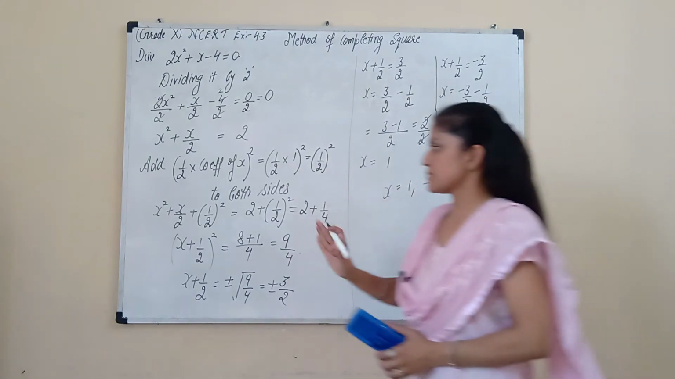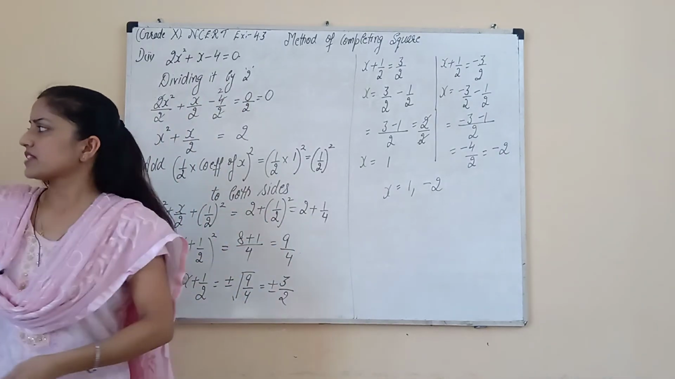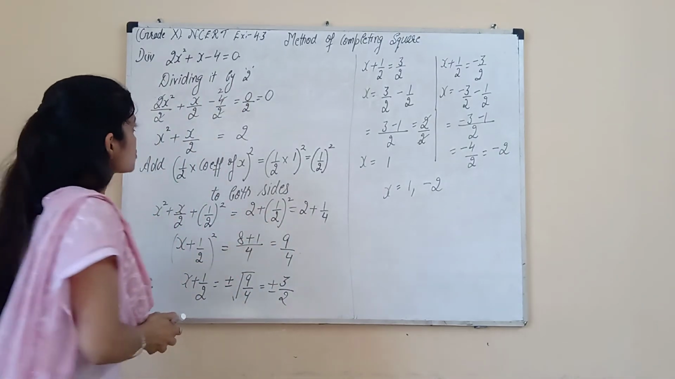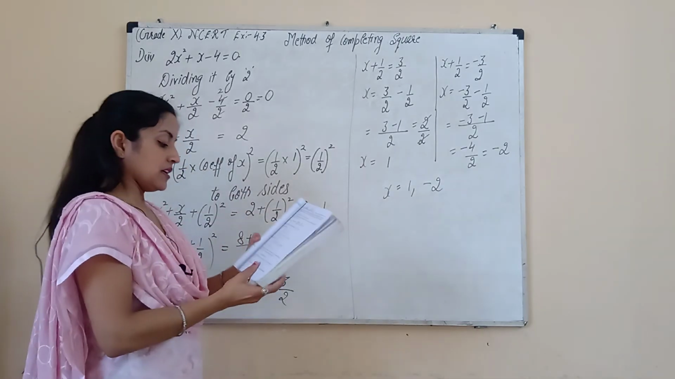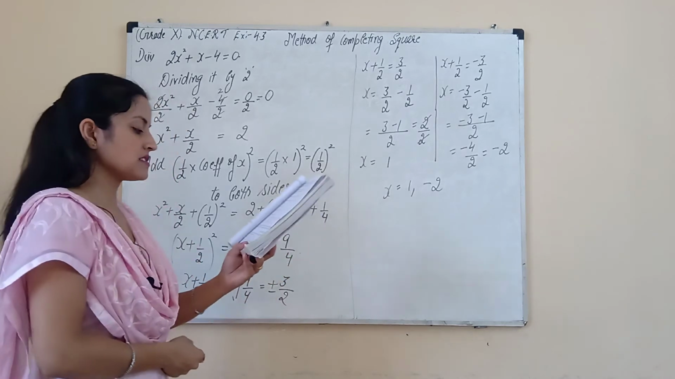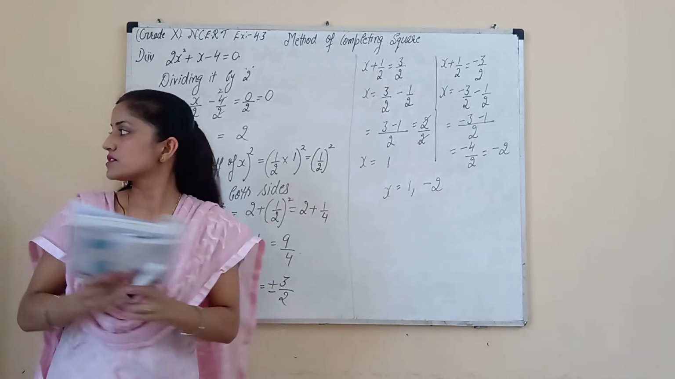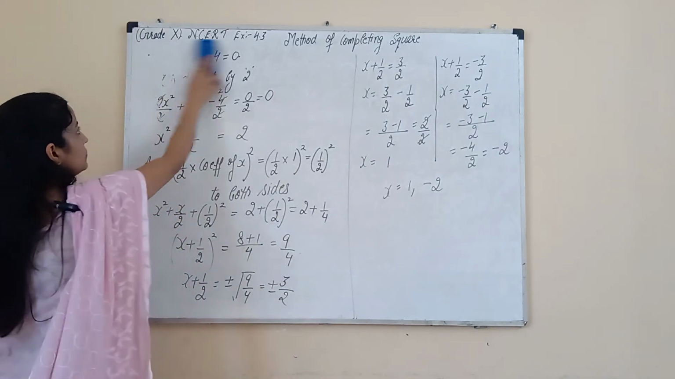I think everyone must have understood this. It is a very easy question, an easy method, not difficult. So another part is part number 3 and part number 4. Part number 3: 4x square plus 4 root 3 into x plus 3 equals 0. So write down part number 3.